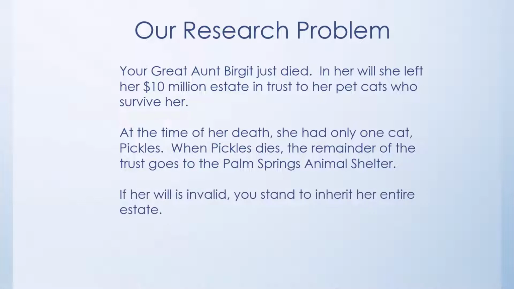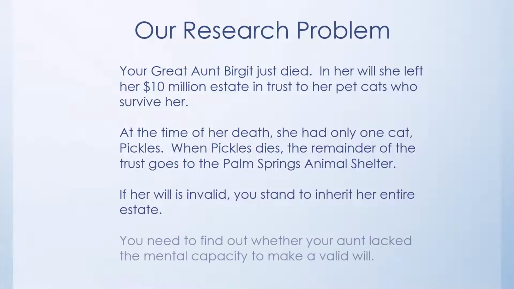Now, you're her only surviving relative, so if her will is invalid, you stand to inherit her entire estate. So naturally, you're kind of curious to find out whether your aunt lacked the mental capacity to make a valid will and what the legal effect of that would be.